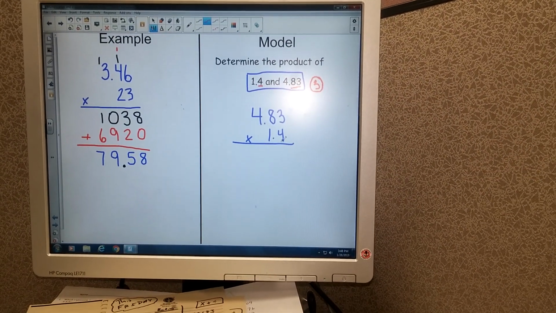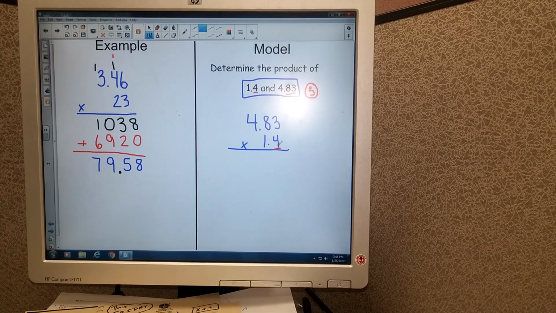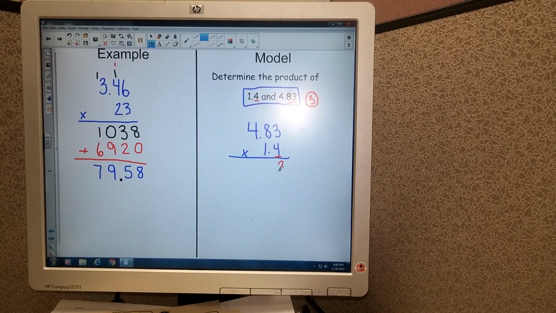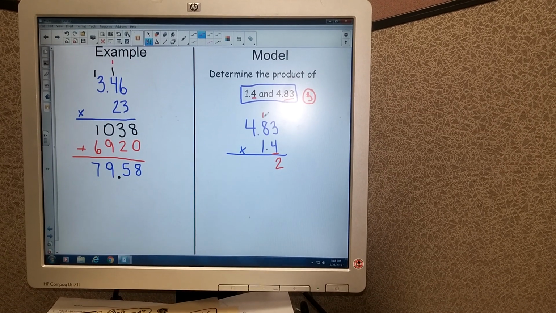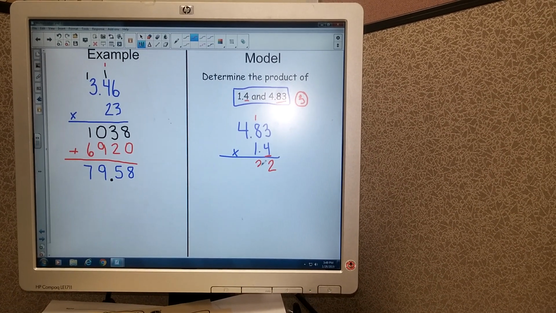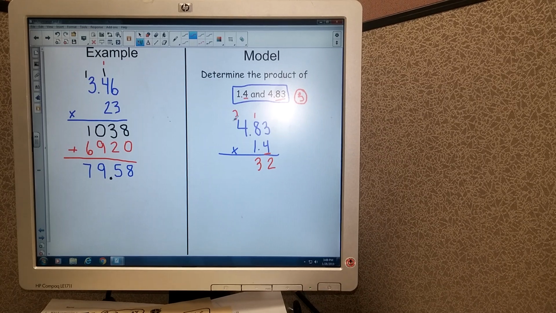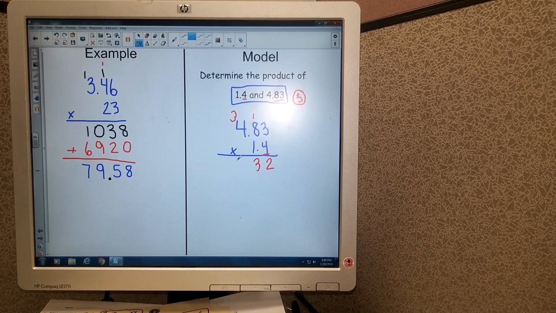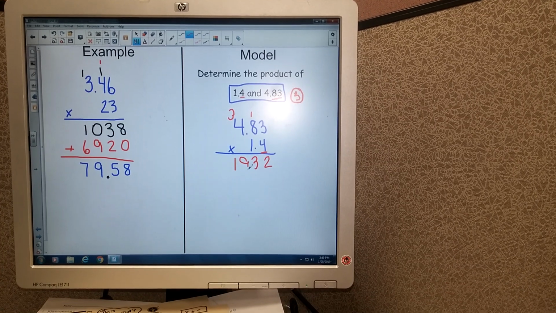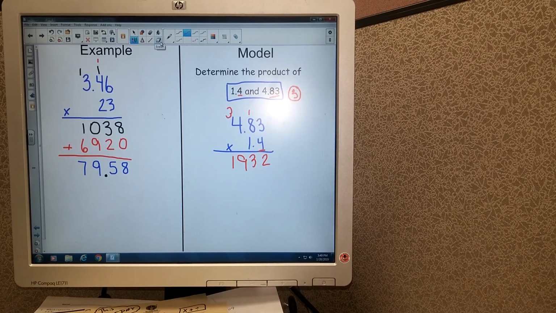All right, first thing I'm going to do is take my ones place and multiply it. 4 times 3 is 12. I write my 2, I carry my 1. 4 times 8 is 32, plus 1 is 33. My 3, carry my 3. 4 times 4 is 16, and 16 plus 3, 17, 18, 19. So the first line of math is 1932.